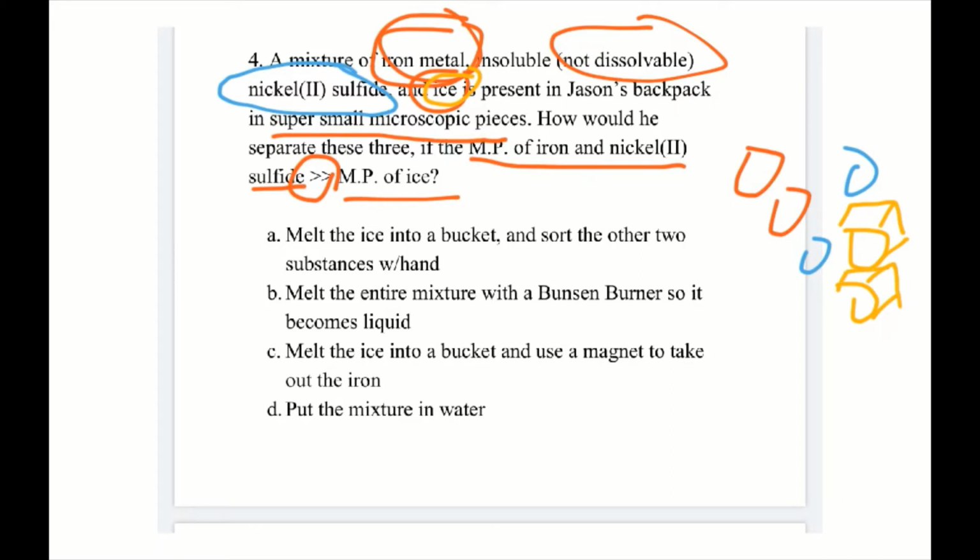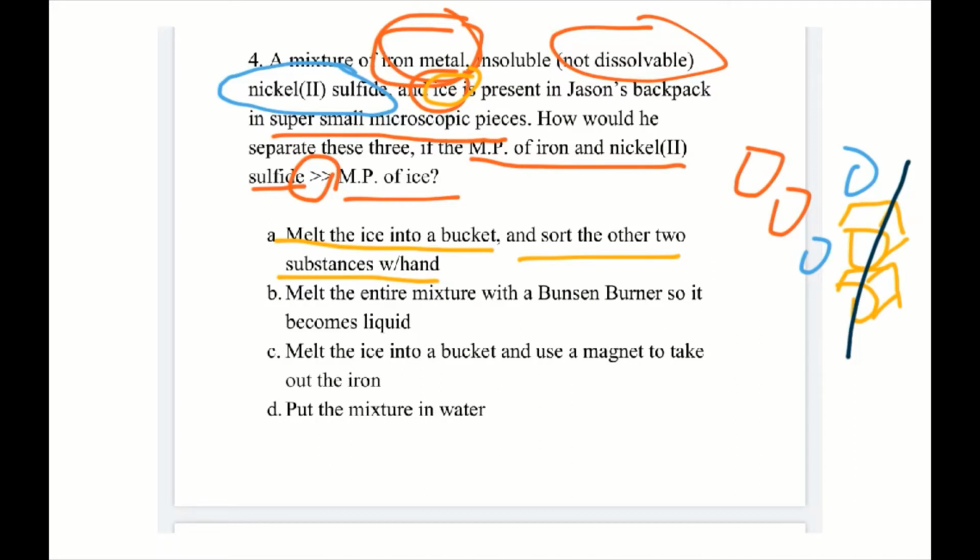So let's figure this out. Let's read A. Melt the ice into a bucket and sort the other substances with hand. Well, if I melt the ice into the bucket, then the ice will be separated from the mixture. So ice in this picture is yellow, so we will cross them out because we separated them.